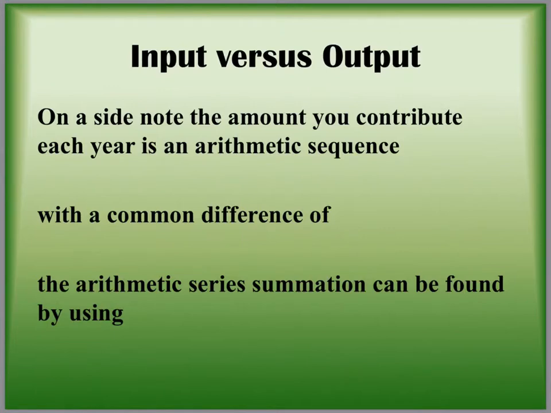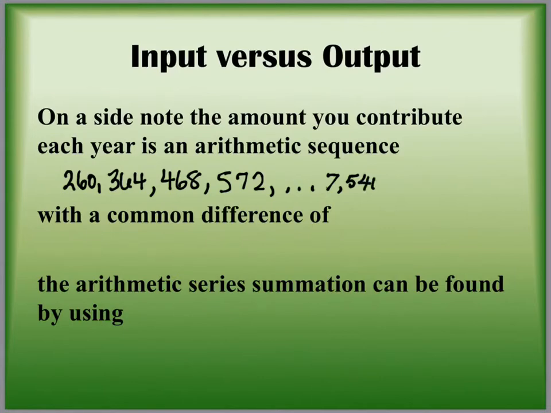The amount you contribute in this particular scenario increased $104 every year. Remember that? So year number 1, you had 260. And year number 2, you'd have 260 plus 104, which would be 364. And year number 3, you'd have 468. And then we'd have 572, and so on. And if we did this for 50 years, on the 50th year, we would actually invest $7,540. But let's be honest, if you got to year 50, I hope that you don't still owe money on a car and a house.